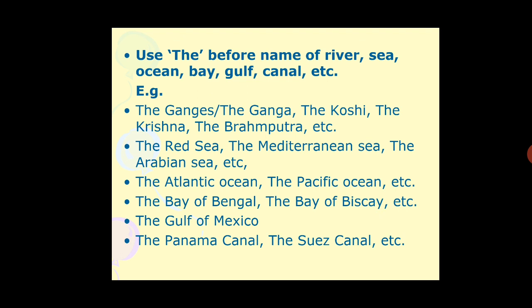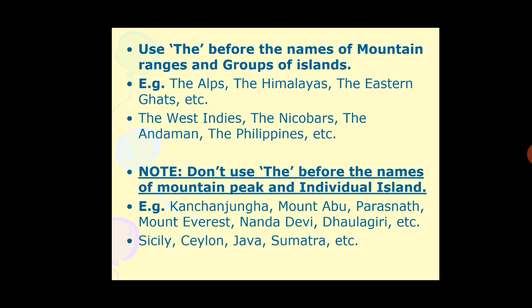You can see here, use "the" before names of river, sea, ocean, bay, gulf, canal. These are also certain things before which you will have to put the definite article, like the Ganga, the Koshi, the Krishna, the Brahmaputra. They are the names of rivers. They are particular names of rivers of any country of the world, and that's why they will carry the definite article. Similarly, ocean, names of bay, the Gulf of Mexico, the Panama Canal, the Suez Canal, etc.